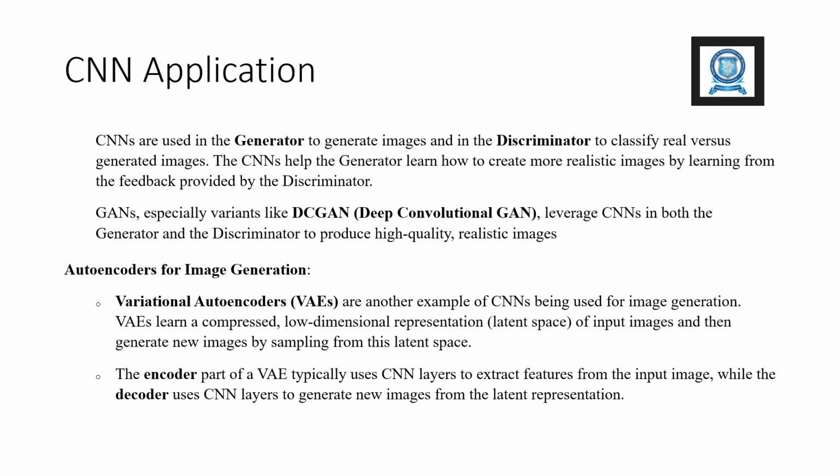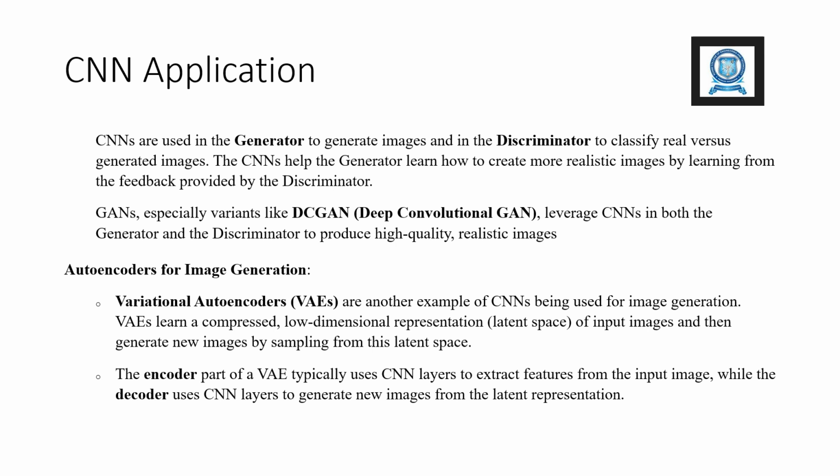CNNs are used in the generator to generate images and in the discriminator to classify real versus generated images. The CNNs help the generator learn how to create more realistic images by learning from the feedback provided by the discriminator. GANs, especially variants like DCGAN, Deep Convolutional GAN, leverage CNNs in both the generator and the discriminator to produce high quality realistic images. Autoencoders for image generation.